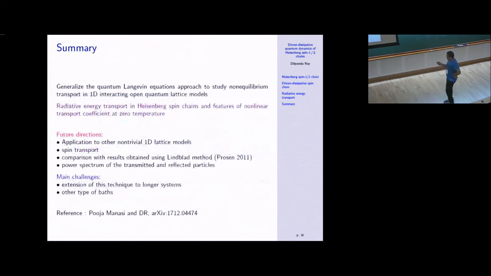So the summary of my presentation: we have generalized the quantum Langevin equation approach to study non-equilibrium transport in 1D interacting open quantum lattice models. We have studied radiative energy transport in Heisenberg spin chains, and we have seen some interesting features of the nonlinear transport coefficient at 0 temperature. The things we are trying to do in the near future are the application of this same technique to other 1D lattice models, for example, the popular Kitaev model for topological superconductors, for spin transport.